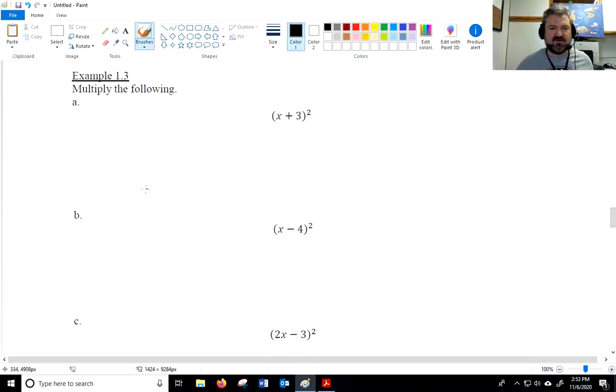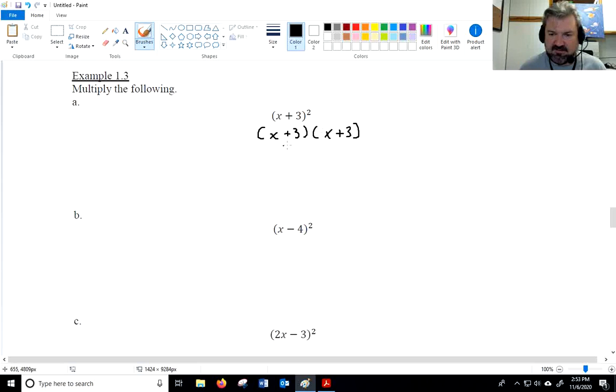All right, let's take a look at example 1.3. We have x plus 3 squared. So we have to square this binomial. So don't think we can distribute the squared. We can't do that. That is not allowed. You cannot put a squared over addition. So we're just going to write it out like this. x plus 3 times x plus 3.